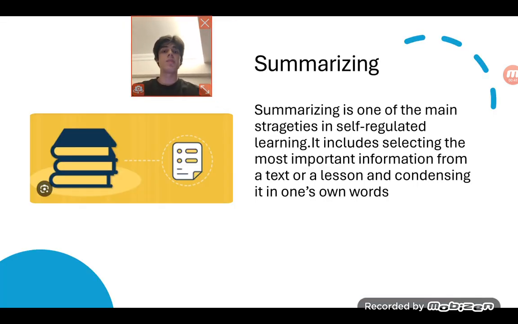Summarizing is one of the main strategies in self-regulated learning. It includes selecting the most important information from a text or a lesson and condensing it in one's own words. This is where I think efficiency comes into play, because when students take a piece of information and interpret or summarize it in their own words, it'll make it much easier for them to comprehend that subject, I think.